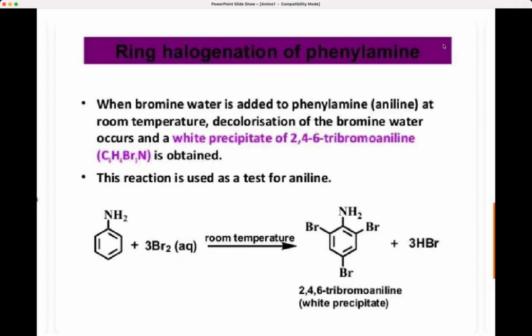Now, ring halogenation of phenylamine. If you add bromine water to aniline at room temperature, the bromine water color will disappear and a white precipitate of 2,4,6-tribromoaniline is formed. This is very important. Most NEET exams have a question from here. This is an important test used for identifying aniline. So 3Br2, you see at positions 2, 4, 6, tribromoaniline, a white precipitate, plus 3HBr. Mainly they will give you some blank space somewhere here and ask you for the reactant or product. Questions like that will come in the exam.